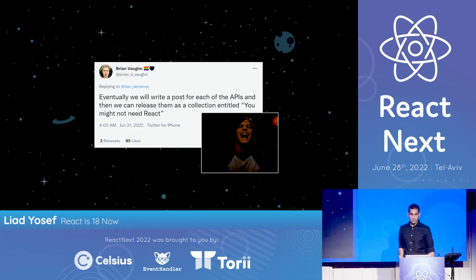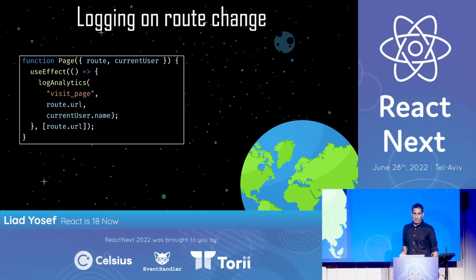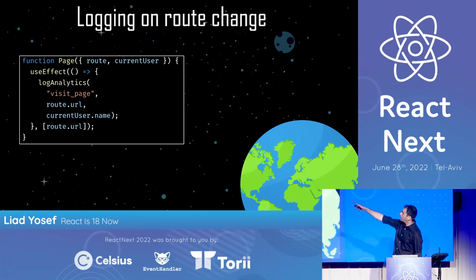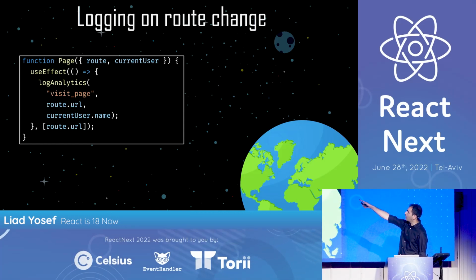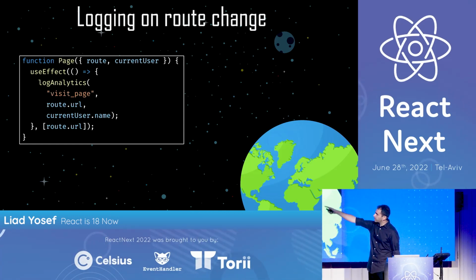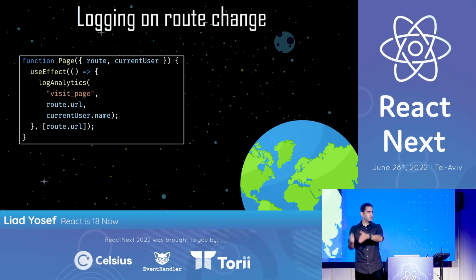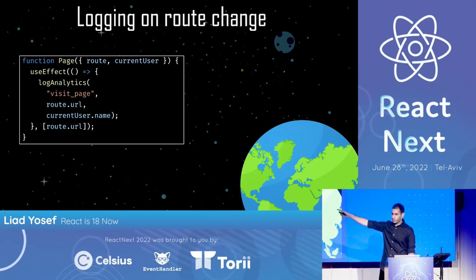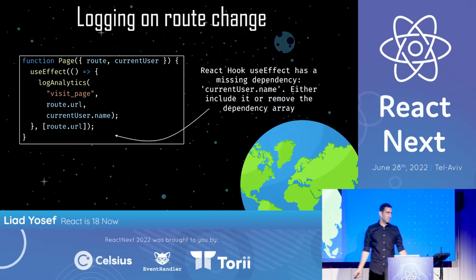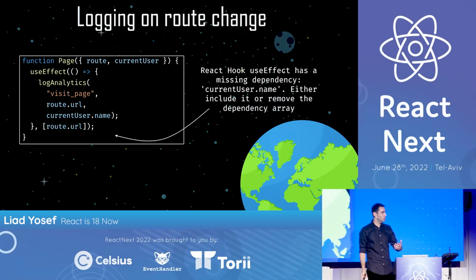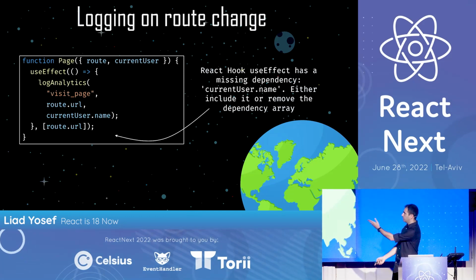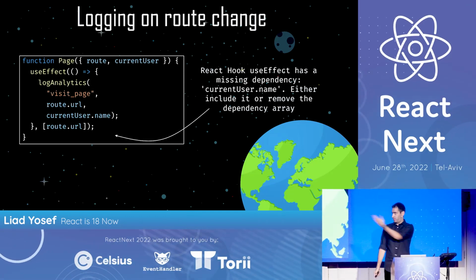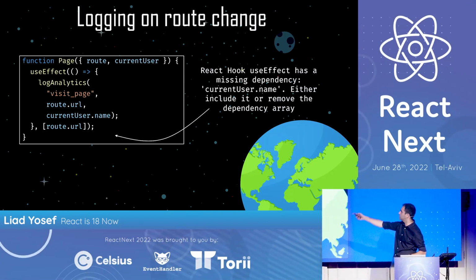Because some problems with useEffect, for example, is that if I have this use case, I want to log whenever a route changes, right? So I have useEffect that I'm logging analytics, I'm doing the route that changed and currentUser.name, and I'm watching the route URL for changes, then ESLint will yell at me and will say, hey, you didn't put currentUser.name in the dependency, right? I mean, am I right? It's going to do this thing.